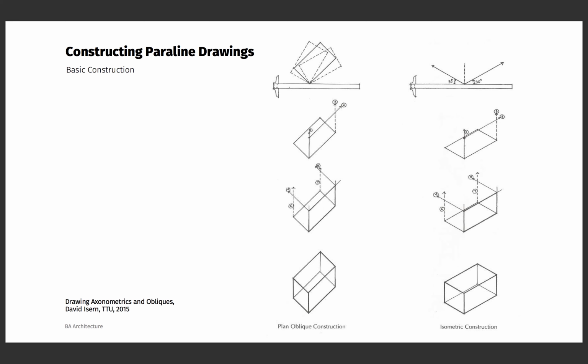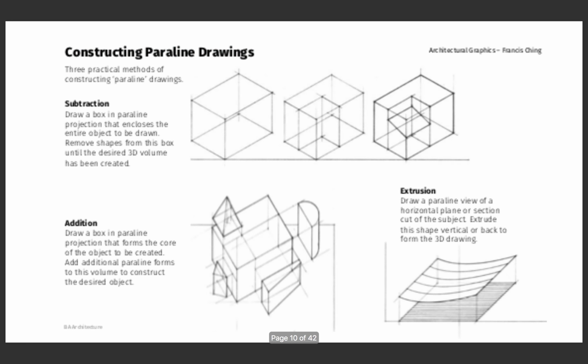Then in the right-hand column, to draw an isometric, you have to draw from scratch. You draw two lines 30 degrees from the horizontal, one on the left, one on the right, and then you reconstruct your plan and extrude up from that. And you can see the resulting blocks at the bottom, what you get with plan oblique and what you get with an isometric drawn in that way.